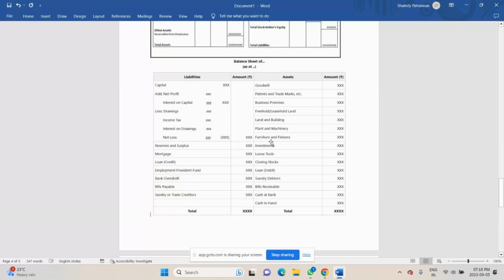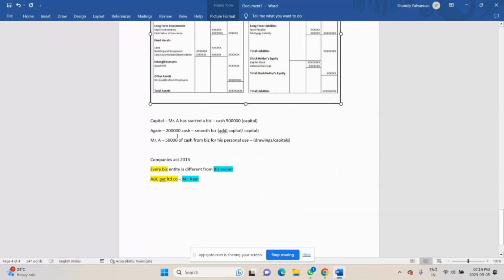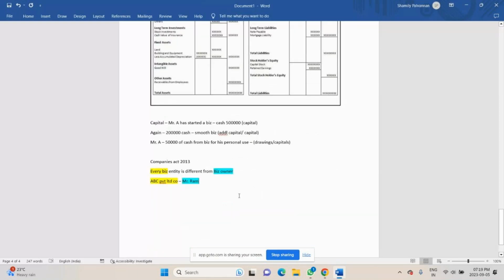Okay, so now see here. Under the liabilities we have something called retained earning. Retained earning is nothing but your net profit only. So when a company has a profit, why is it shown on the liability side?